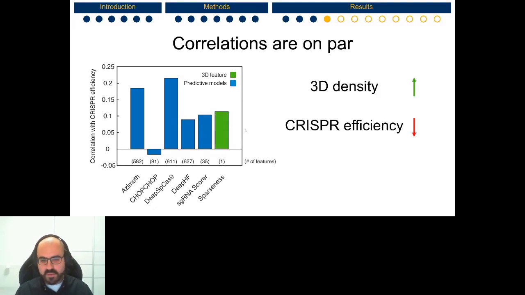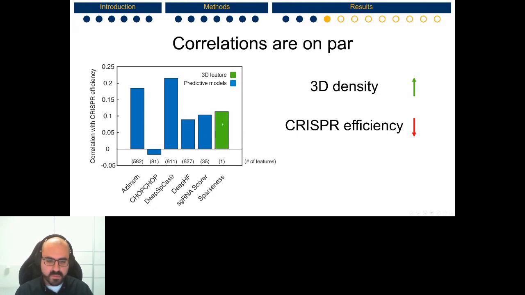Secondly, we found a consistent trend among all the different versions of the feature we created, where the 3D density of the genome was inversely related to CRISPR efficiency. This may be due to inaccessibility of these regions, but this is a relation that we intend to investigate in the future.